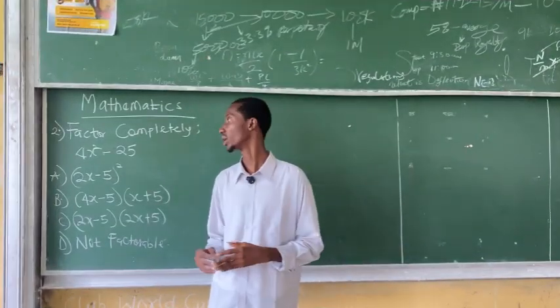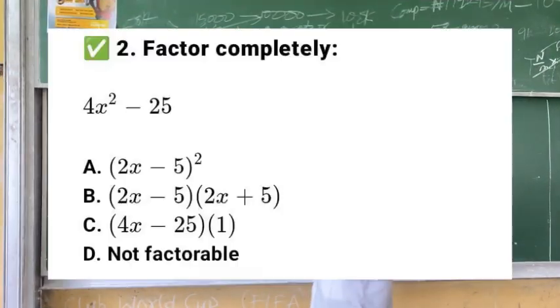The next question we have says, factor completely 4x squared minus 25. Option A, we have 2x minus 5 raised to power 2. Option B, 4x minus 5 multiplies x plus 5. Option C, 2x minus 5 into 2x plus 5. And option D, not factorable. Let's solve these questions together. We have solution.